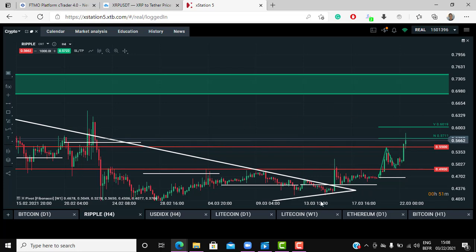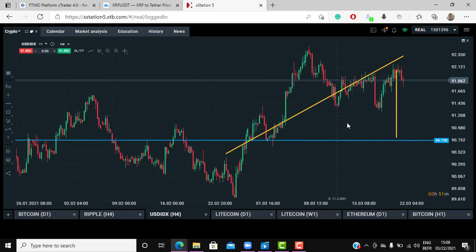And I usually always show you the dollar index, because we talked about this head and shoulders around here. So we're going to make this the neckline here. About this head and shoulders right now, as you can see, we're going down. So the scenario that we mentioned in detail in our last video is playing out at the moment.